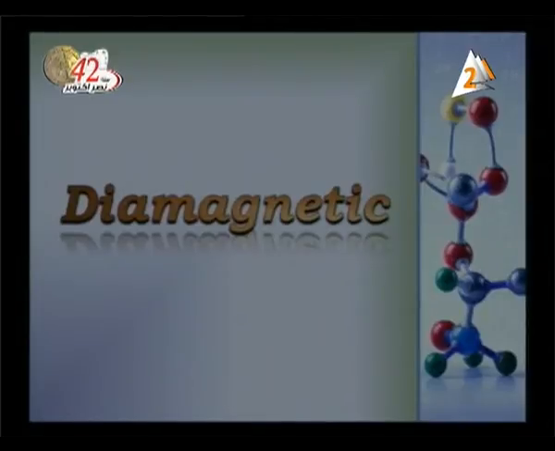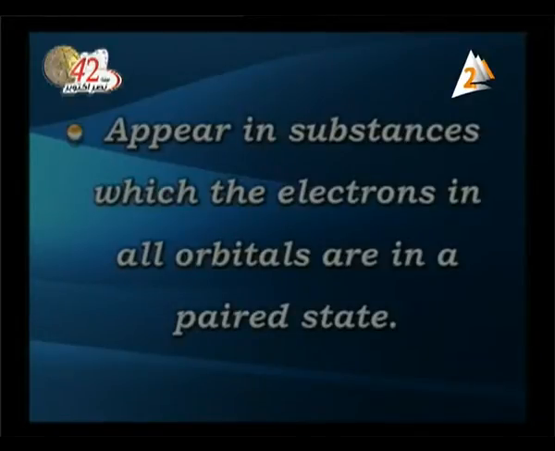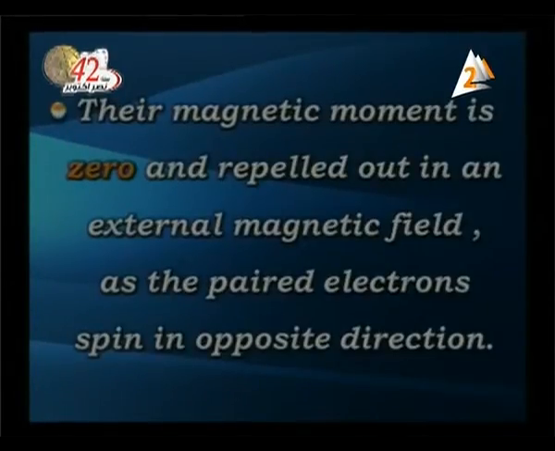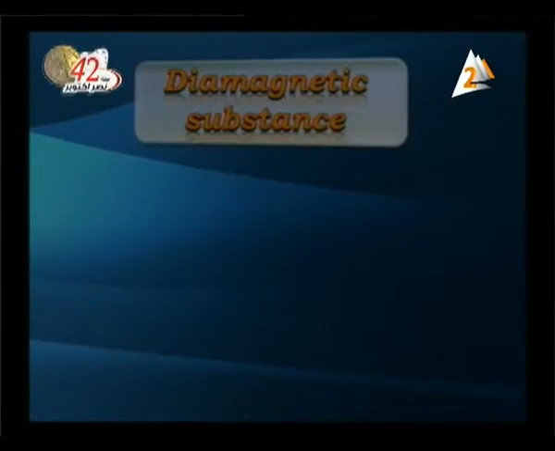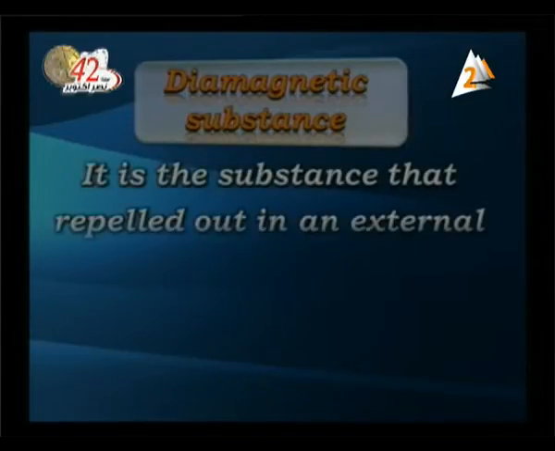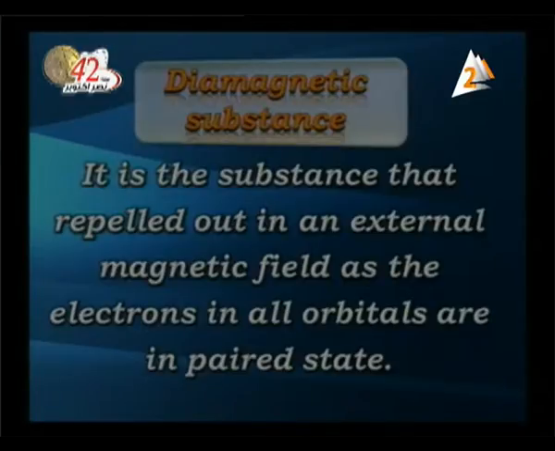The second property is the diamagnetic property. This property appears in the substance in which the electrons in all orbitals are in paired state. Their magnetic moment is zero, as they are repelled out of an external magnetic field, as the paired electrons spin in opposite directions. Now we can define the diamagnetic substance. It is the substance that is repelled out of an external magnetic field, as the electrons in all orbitals are in paired state.